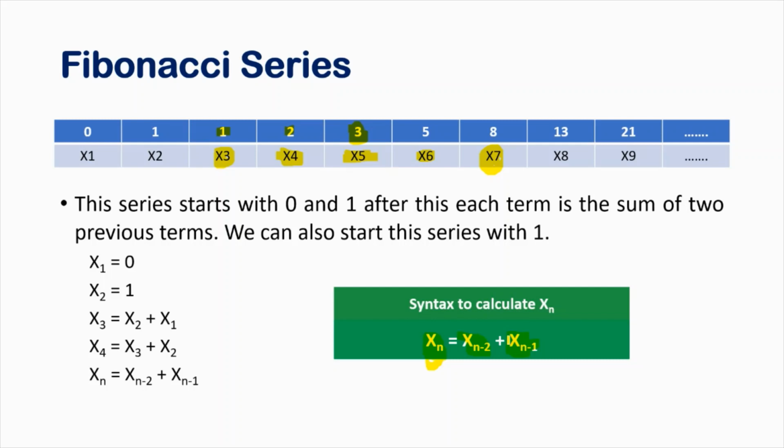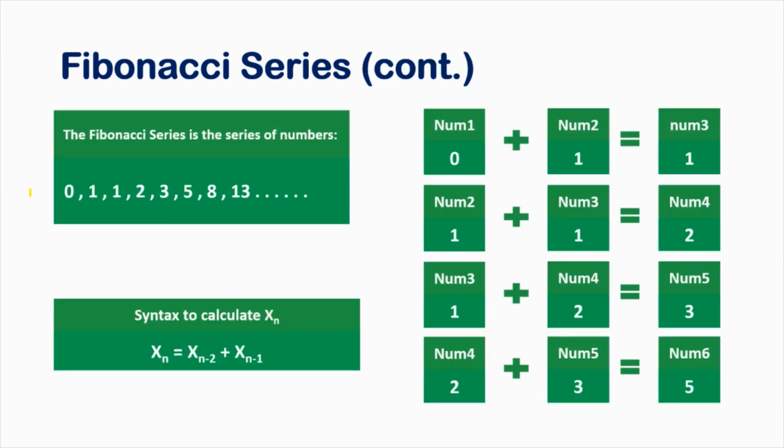Now coming to the next slide, this is our Fibonacci series: 0, 1, 1, then 1 plus 1 is 2, 2 plus 1 is 3, 3 plus 2 is 5, 5 plus 3 is 8. Like this we can calculate the further values.